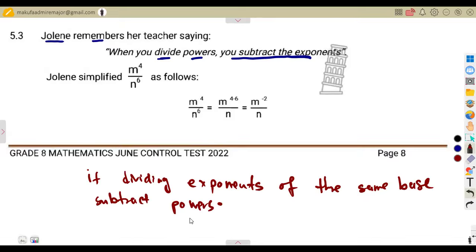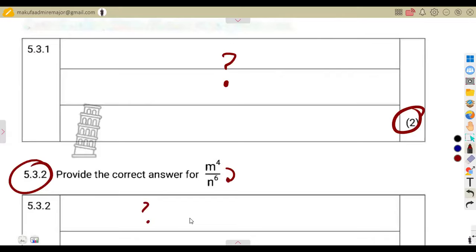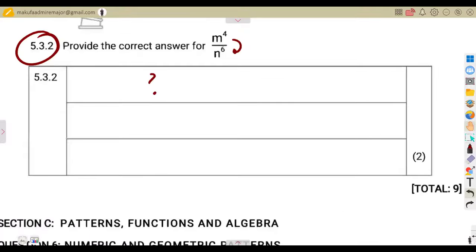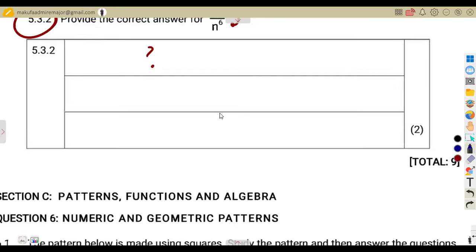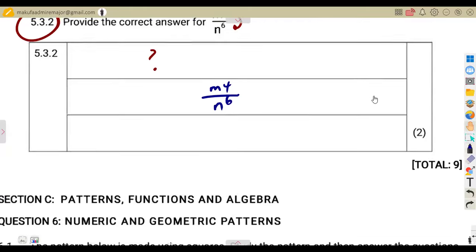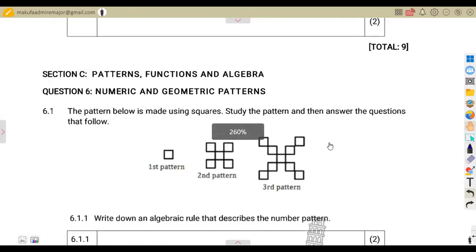Maybe I just left out part when I was putting this on the software for us to revise. So that is where I left out the other part. When they say provide the correct answer, this cannot be simplified, so you just rewrite your answer as it is. That is m to the exponent of 4 over n to the exponent of 6. It cannot be simplified. Why? The bases are not the same.